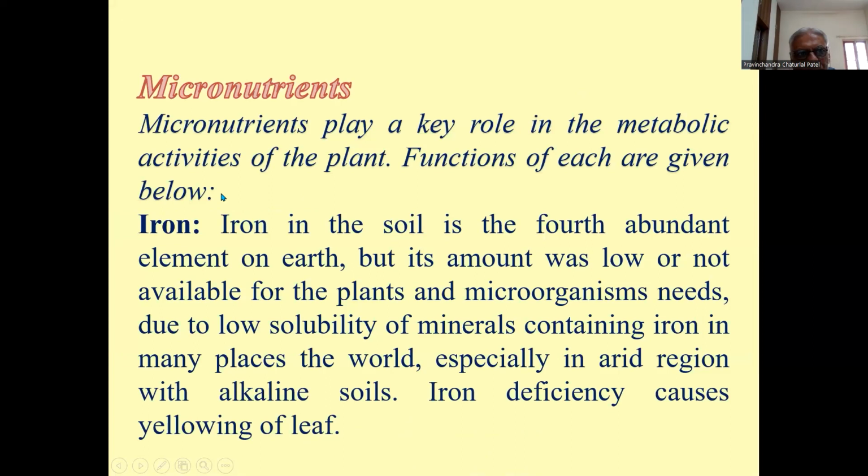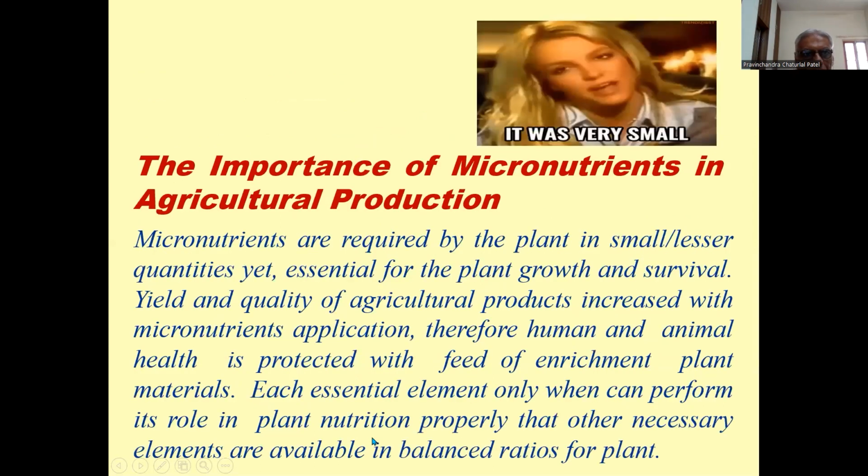Micronutrients play a key role in the metabolic activities of the plant, the functions of which are given below. Iron is the fourth most abundant element on earth, but its amount available to plants and microorganisms is low due to the low solubility of iron-containing minerals in many places in the world, especially in arid regions with alkaline soil. Severe deficiency causes yellowing of leaves.